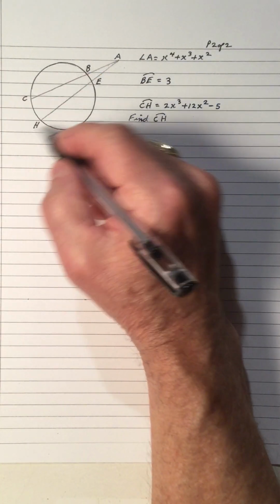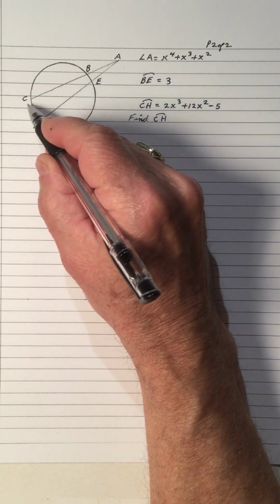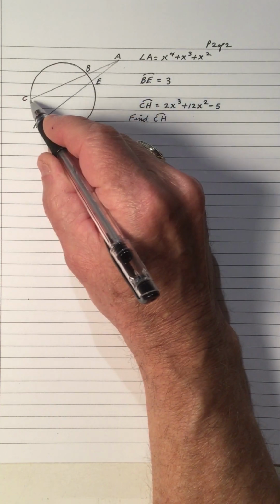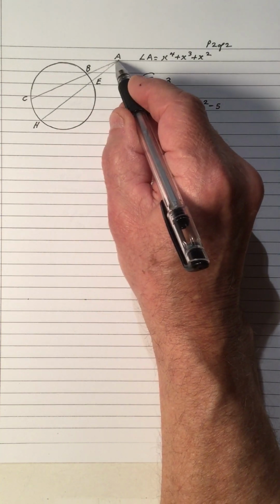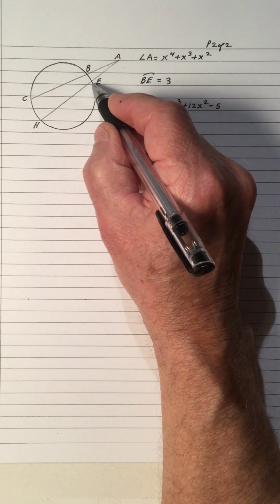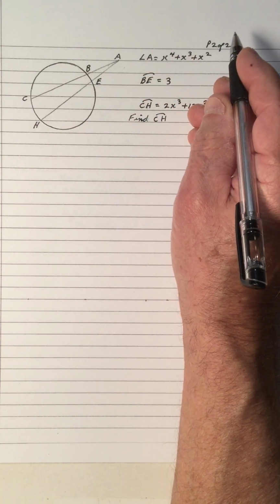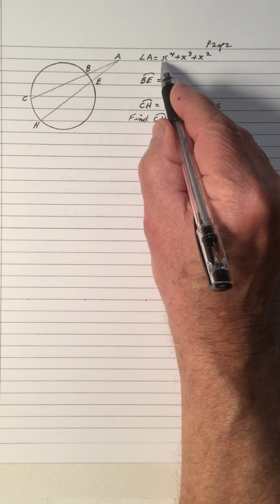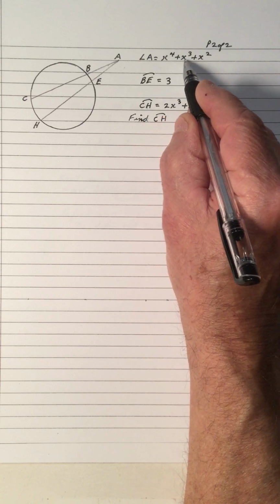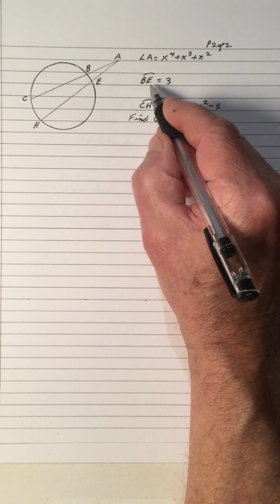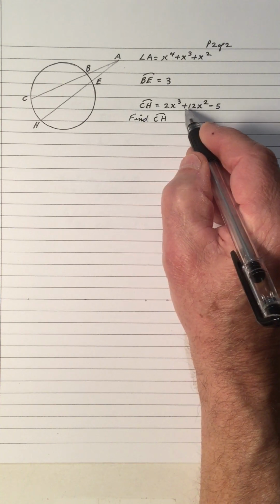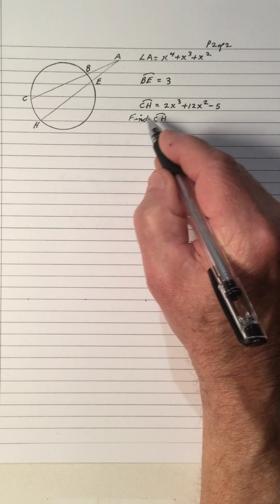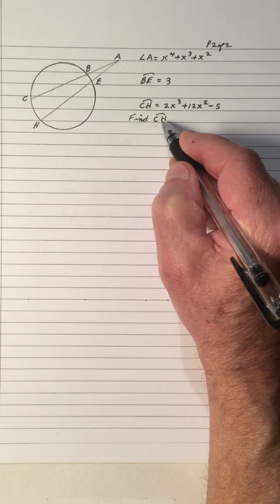We have a circle with two secants. Secants intersect the circle at 2 points. So AC intersects at B and AH intersects the circle at E, two secants. And we have angle A is x to the fourth plus x cubed plus x squared. Arc BE is 3. Arc CH is 2x cubed plus 12x squared minus 5. And we need to find CH.